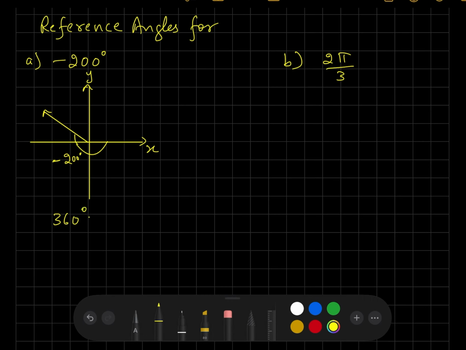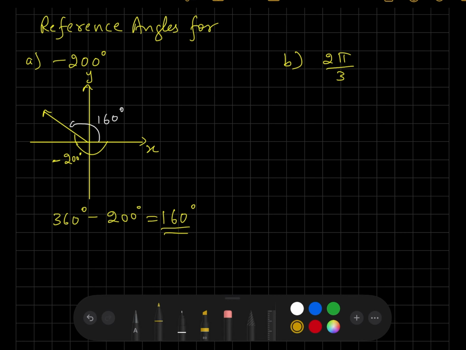The positive coterminal of this would be simply 360 degrees minus 200 degrees, so that would be 160 degrees. So this angle is your 160 degrees. Now we will find the reference angle according to this.